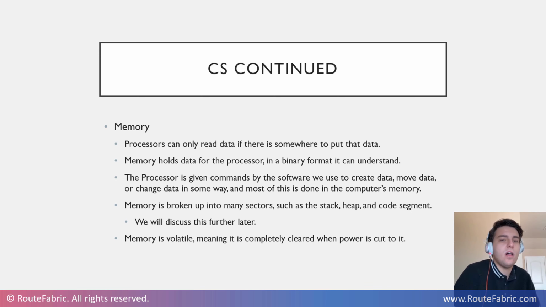Memory is volatile, meaning that it is completely cleared when power is cut. You can see this when you use your computer. If you don't save a file and you cut off the power, that data is going to be lost. Many programs will store temporary things just in the memory. It's not all going to be written to some storage.